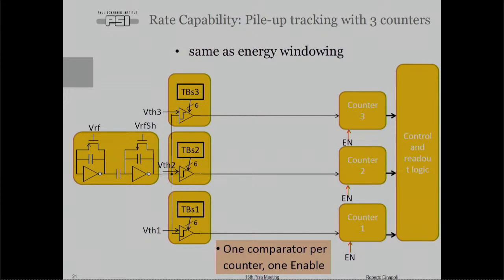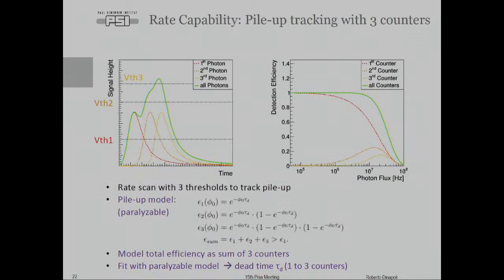which is pile-up tracking with 3 counters. So we have our 3 counters, same configuration as in energy windowing. This means that you have your 3 thresholds and your 3 counters there. And the idea is the following. If you have a single pulse arriving, well, you have your normal threshold, 50%, you count 1. If you have a second pulse arriving, it piles up with a single threshold. You cannot do anything, but you have another threshold.